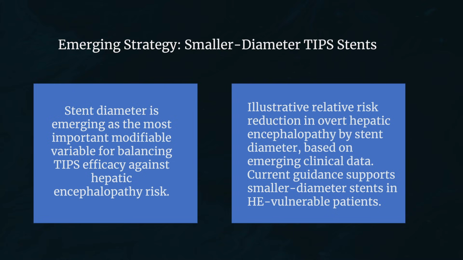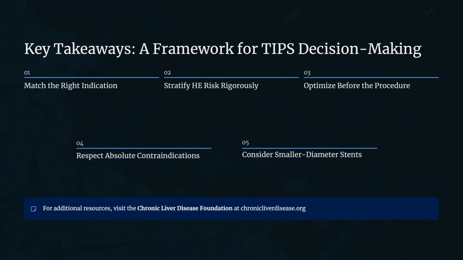Now, these smaller stents, the ones that are about 6 to 7 millimeters, do not self-expand to 10 millimeters, which helps maintain the lower shunt fraction, essentially. And so current guidance is now supporting the use of these smaller diameter stents, particularly in patients who are more vulnerable for hepatic encephalopathy. And so with that, we come to an end.